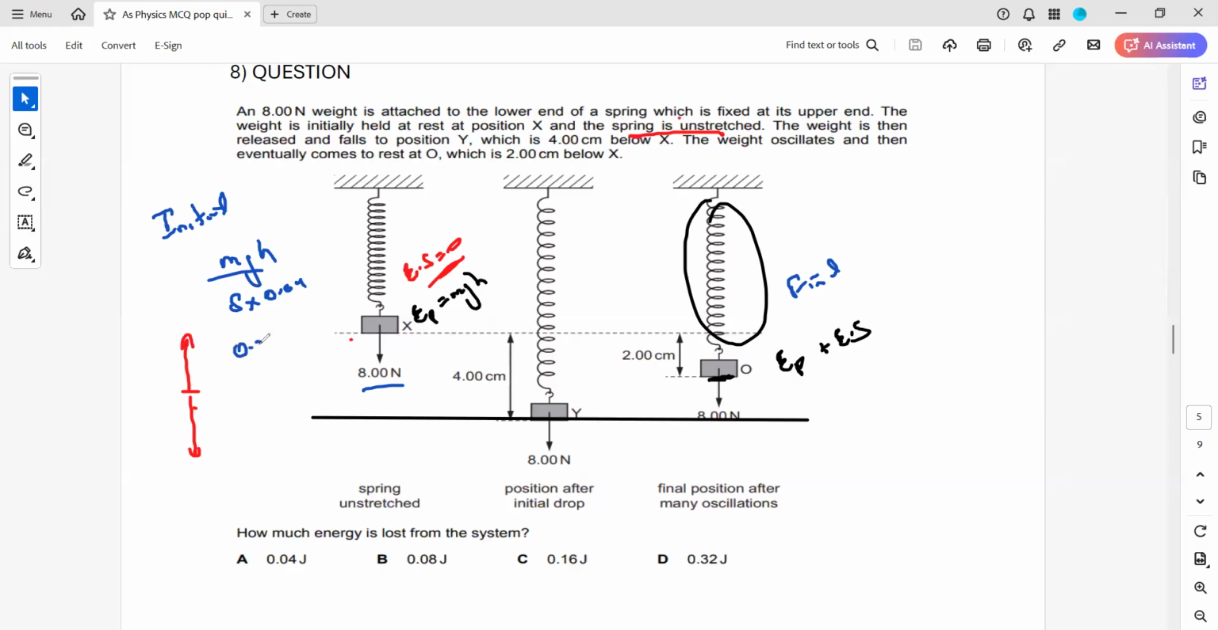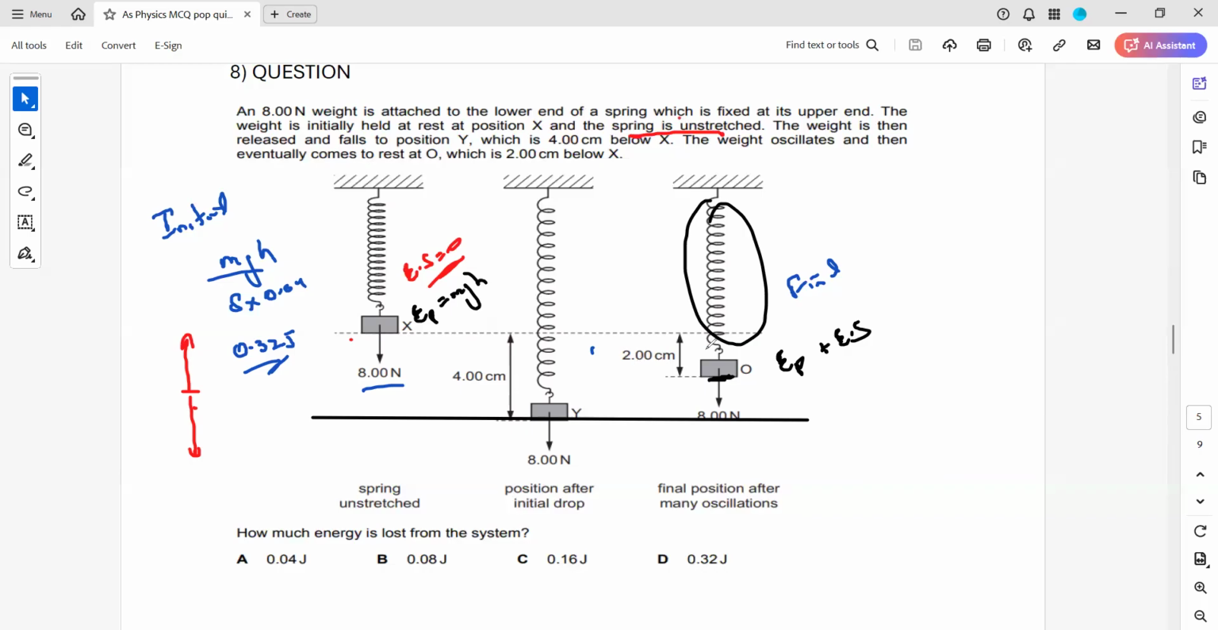So the 0.32 joules of energy it is having at point X. But how much energy is it having at point O? Why did we not include this? Because we want to know how much energy is lost from the system. So once it is stationary, we can just subtract to know how much. That's why we took only initial and final, not in between.